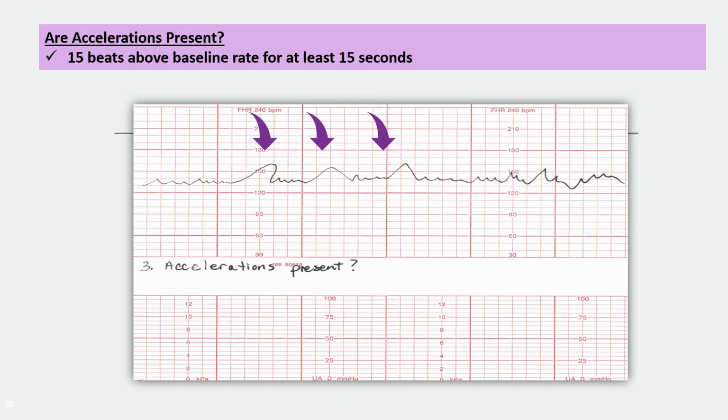Okay, so let's talk about accelerations. These are 15 beats above the baseline for at least 15 seconds. You're counting in the boxes here. You can see that. You've got 3 nice accelerations right here.